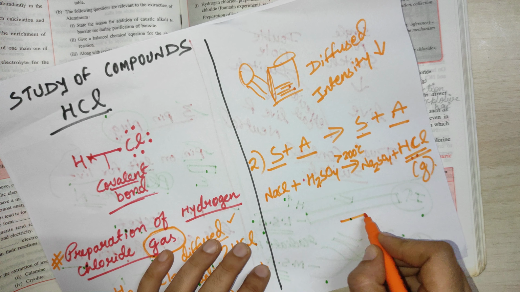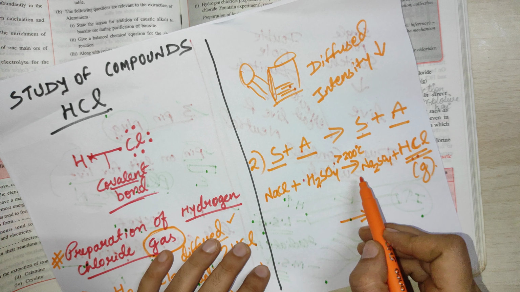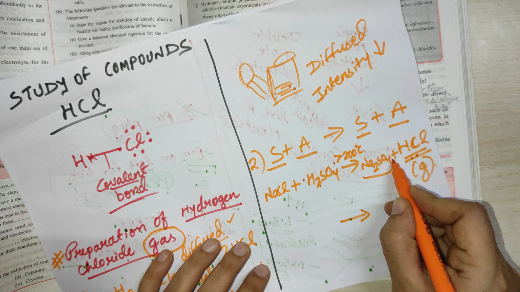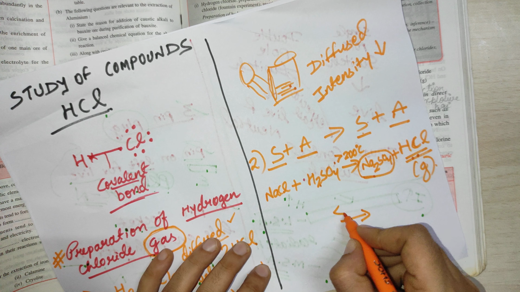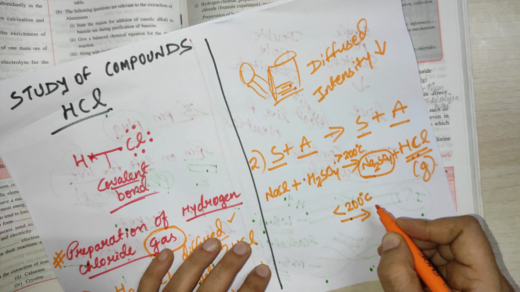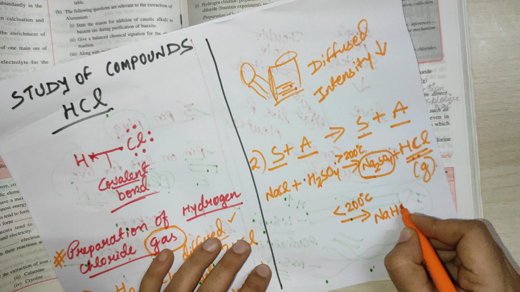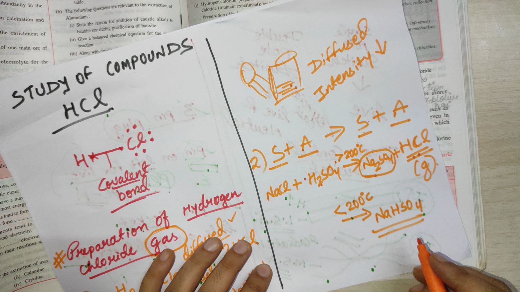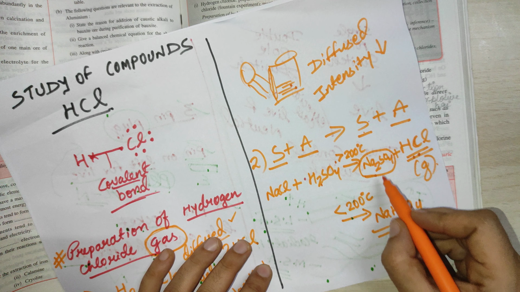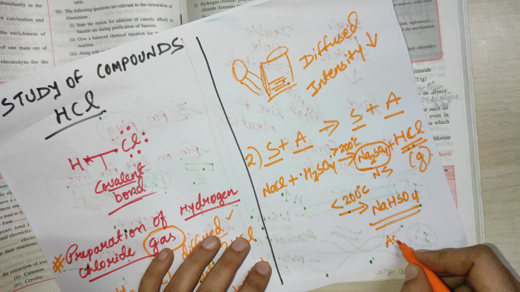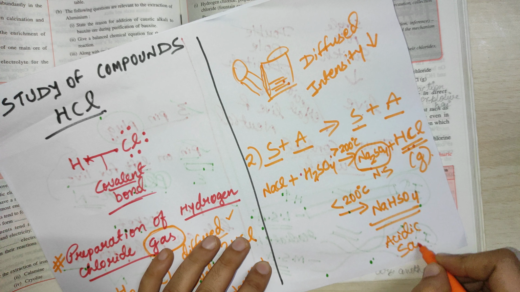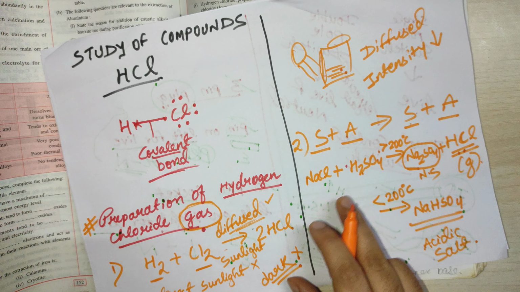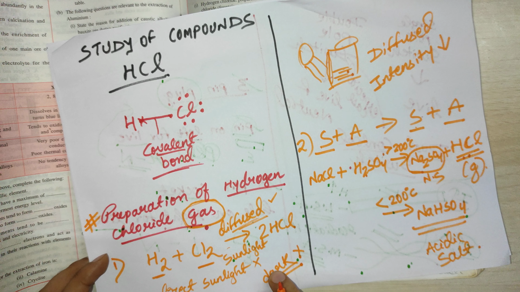One thing you must remember here is that if the temperature is greater than 200 degrees Celsius, then you will get Na2SO4. But if the temperature is less than 200 degrees Celsius, you will get NaHSO4. Rest all things will be the same. Only the salt will differ. This is a normal salt and this is an acidic salt. So these are the two methods for preparation of hydrogen chloride gas.